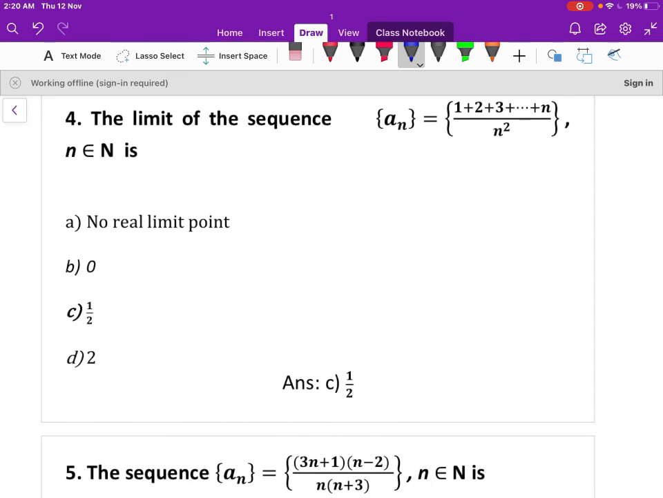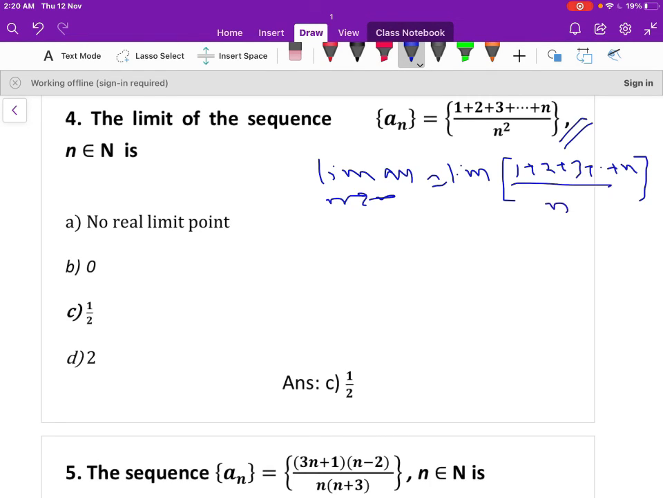The limit of the sequence a_n = (1 + 2 + 3 + ... + n)/n², where n belongs to the set of natural numbers. So let us find the limit of this sequence. How do you find the limit of a sequence? You take the limit of a_n as n tends to infinity, which is equal to the limit of the nth term (1 + 2 + 3 + ... + n)/n² as n tends to infinity.